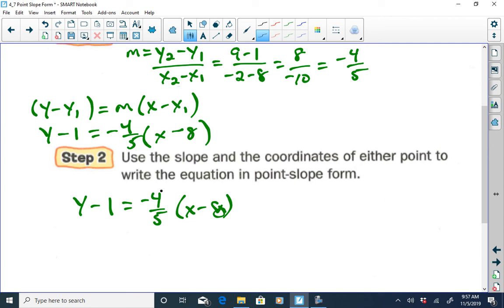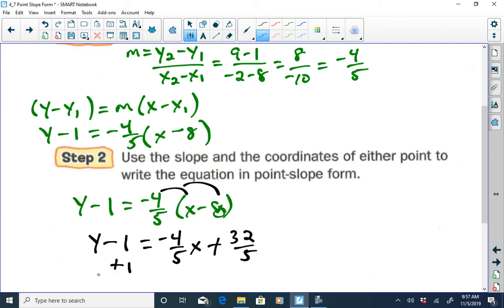So for slope-intercept form, we'd have to do the distributive property first. Y minus 1 is equal to negative 4/5 times x minus, well, what's that? 4 times 8 is 32. 32 over 5. But negative times negative is positive, right? Negative times negative is positive, negative 4/5. So I have that. But then we have to add 1 to both sides of this equation. So add 1 here, because I have to solve for y. Add 1 here, solve for y.